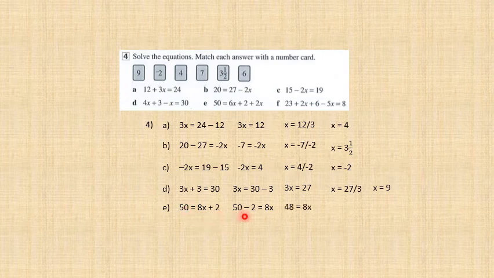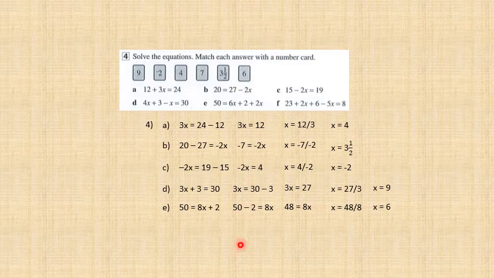So it's going to be 50 minus 2, which equals 8x. And 50 minus 2 here equals 48. Using the inverse operation here means that I will divide by 8. So 48 over 8 equals 6. So x equals 6. And I will match it with this card.